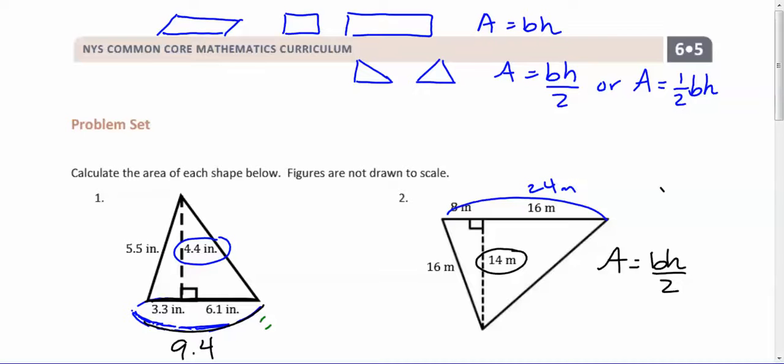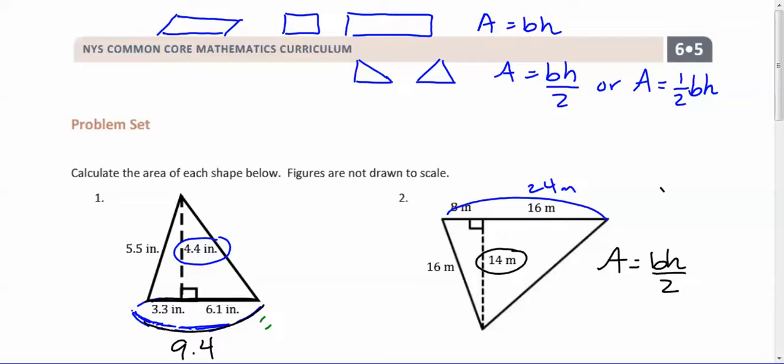Whenever you have one of those, you need to make sure you're finding the height. With a square and rectangle, it is the side length, but when you're dealing with a slanted parallelogram, it's not the side length because that's not forming a 90-degree angle. Then we applied the formula base times height for all of those.